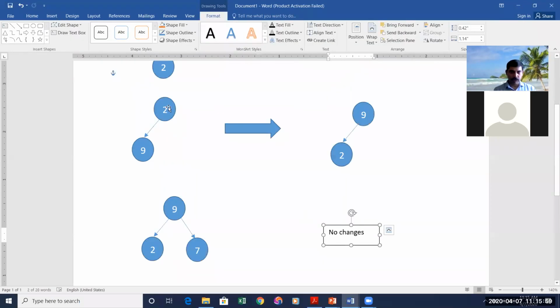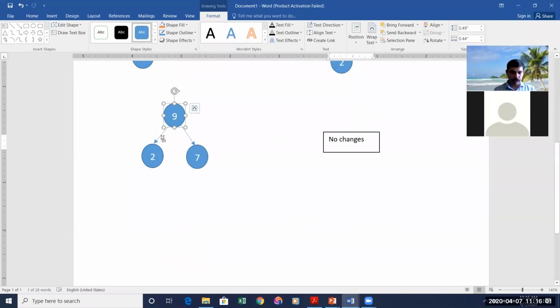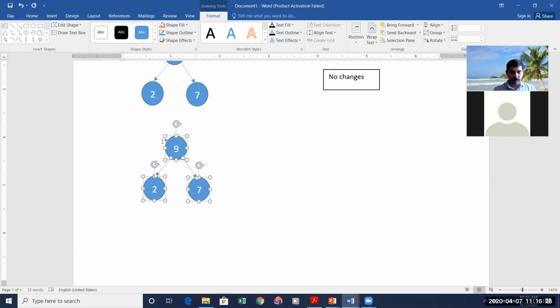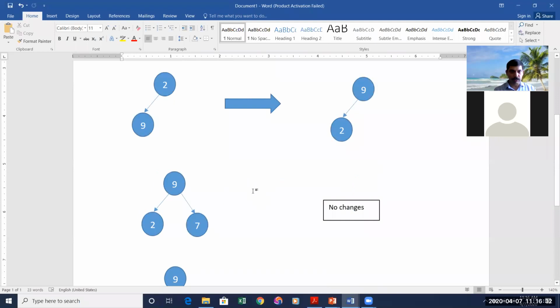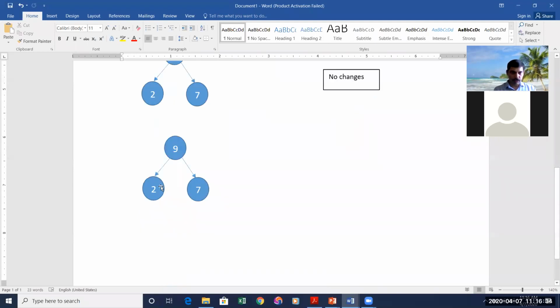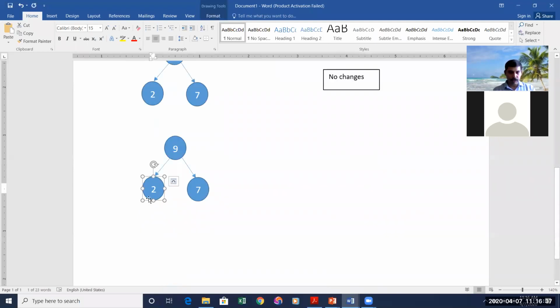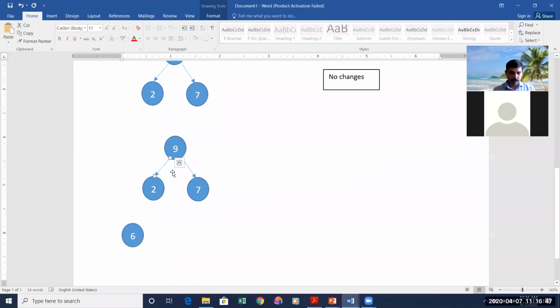Okay. Next step is you have to take the output of the previous step, and the element to be inserted. Now the next element is 6. You have to insert 6. So 6 will come to the last leaf node position. Last leaf node is the left of 2. So here comes 6. I have inserted the 6 in the last leaf node position.